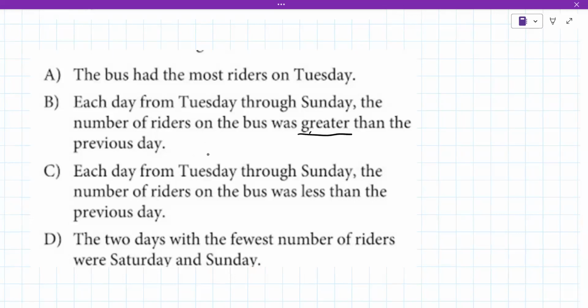Right, so the quicker you can identify those types of differences, the more often that you'll be able to answer the question. So now I'm going to put the whole question in front of you. And so one of the reasons you read the answers is that it helps you to figure out, well, what am I even looking for? Like if the bus had the most riders on Tuesday, then something should indicate that. Or if Tuesday through Sunday, it was getting greater or getting smaller, I should be able to see that. So let me put the entire question in front of you now and see if you can answer it.